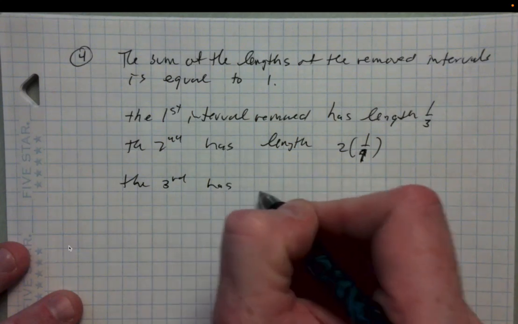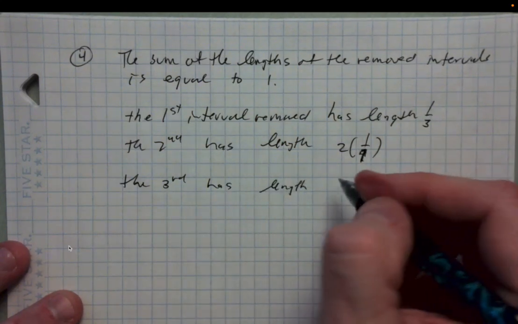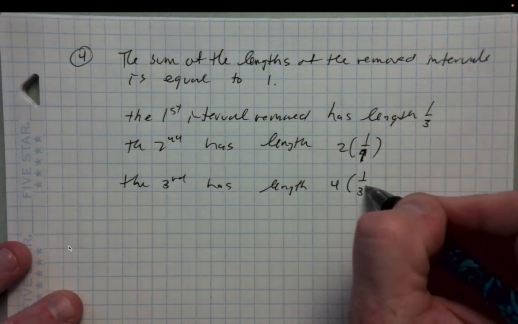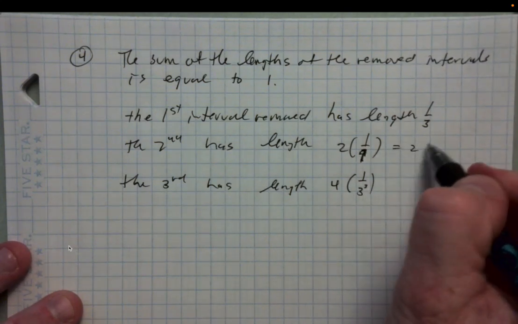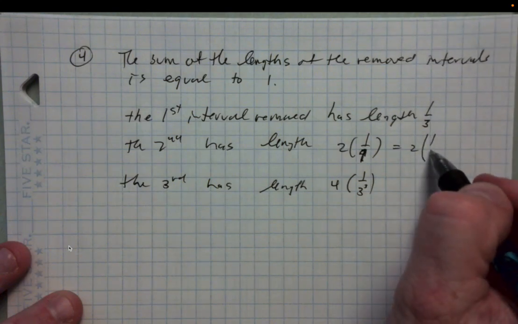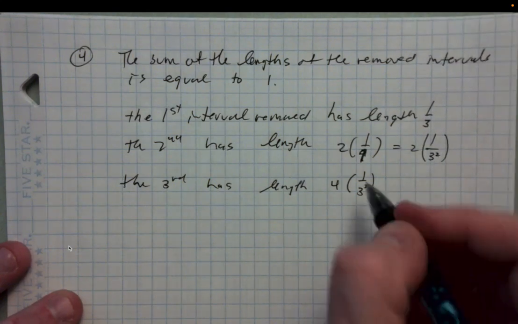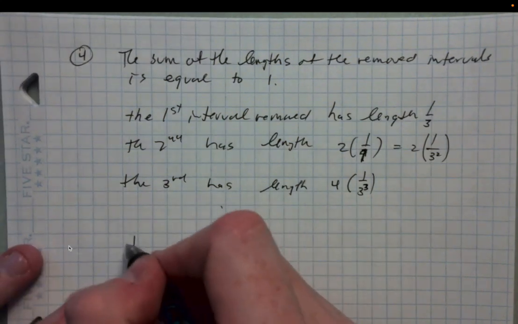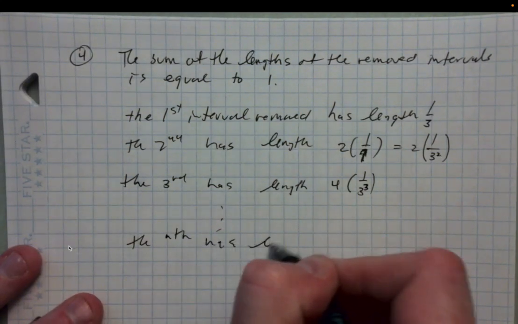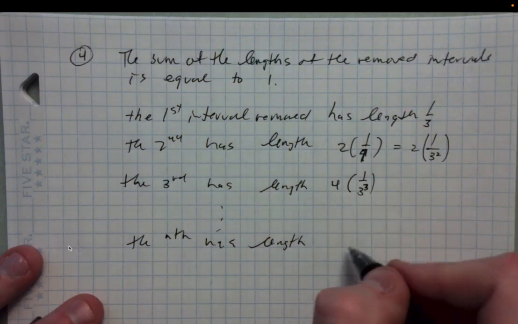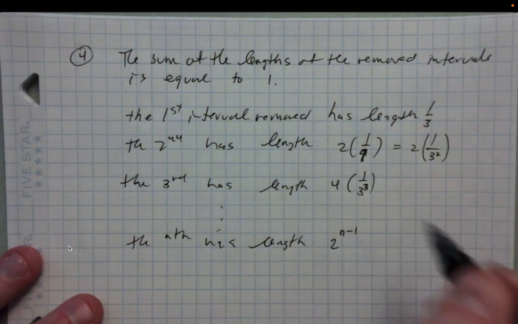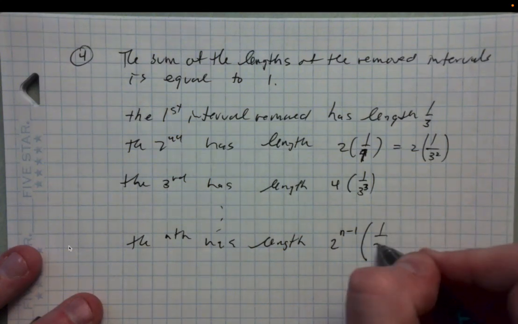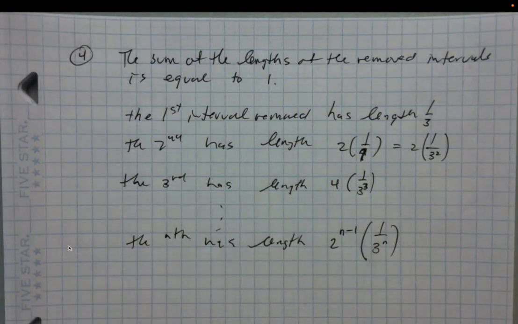Well, the third has length 4 times 1 over 27, but I think I'll write 3 to the third instead. This is 2 times 1 over 3 squared, right? So you can see the pattern here, right? And so on. The nth has length 2 to the n minus 1 times the length of each of the intervals, which is 1 over 3 to the n. We already kind of talked about that, right?